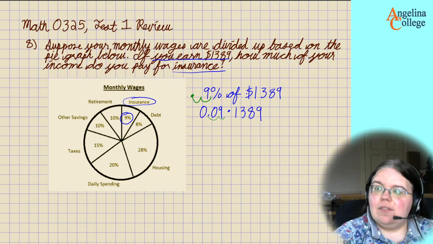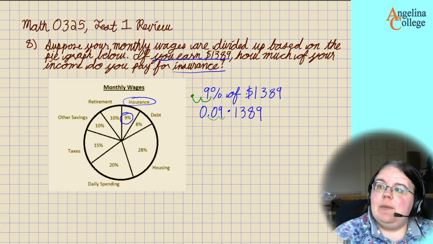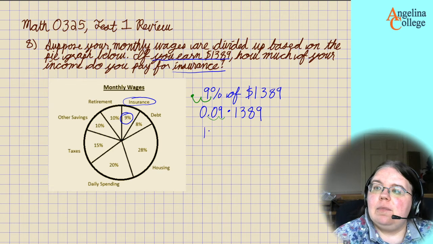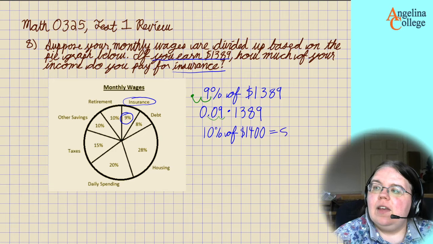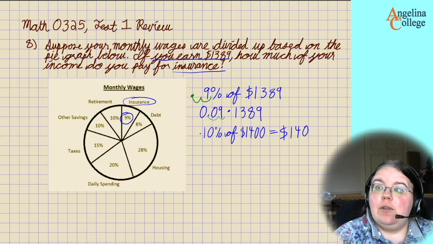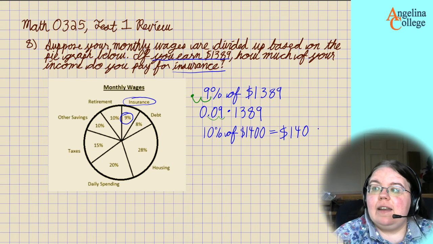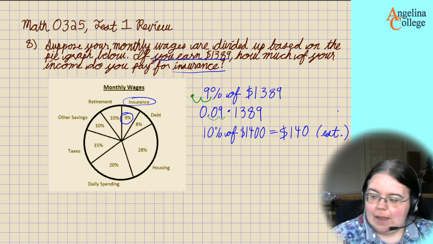1,389, and that looks like a good calculator problem. To estimate first, I see 9% is close to 10%, and just to make it easy to estimate, I could round this to 1,400. So I see that 10% of $1,400 would be $140. Remember, that's an easy one. If you're looking for 10% of a number ending in a 0, you can just drop a 0. So I'm expecting, after I punch this into the calculator, to get a number that's close to $140, my estimate that we came up with there.